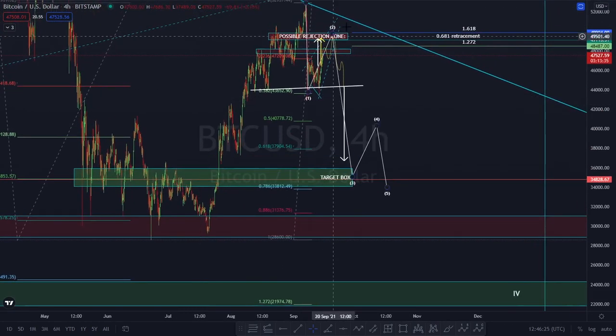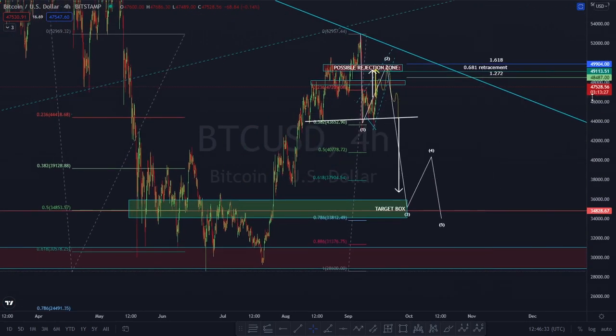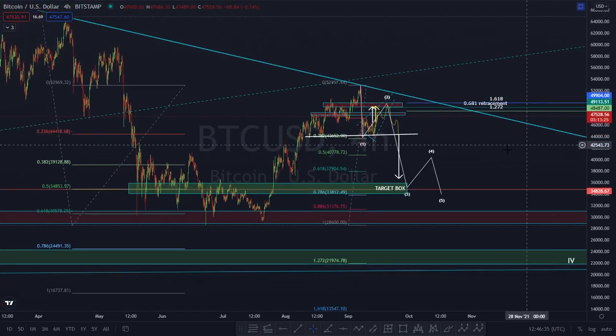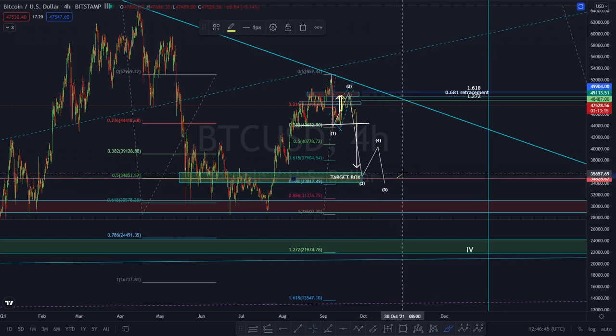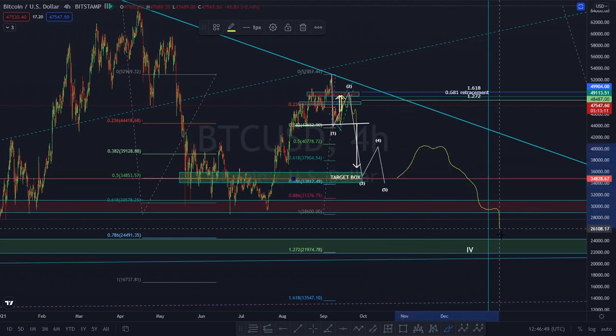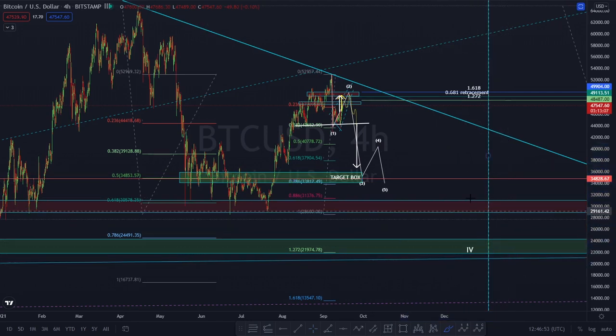If we are going to just correct and then kick off again, this would be where I'll be looking to put in a long trade. But however, that being said, it doesn't mean that if we hold this support that we are just going to start kicking off. We might just hold this support, then do something like this, and then roll over again. All right, then yeah. So guys, this is something to keep in mind.